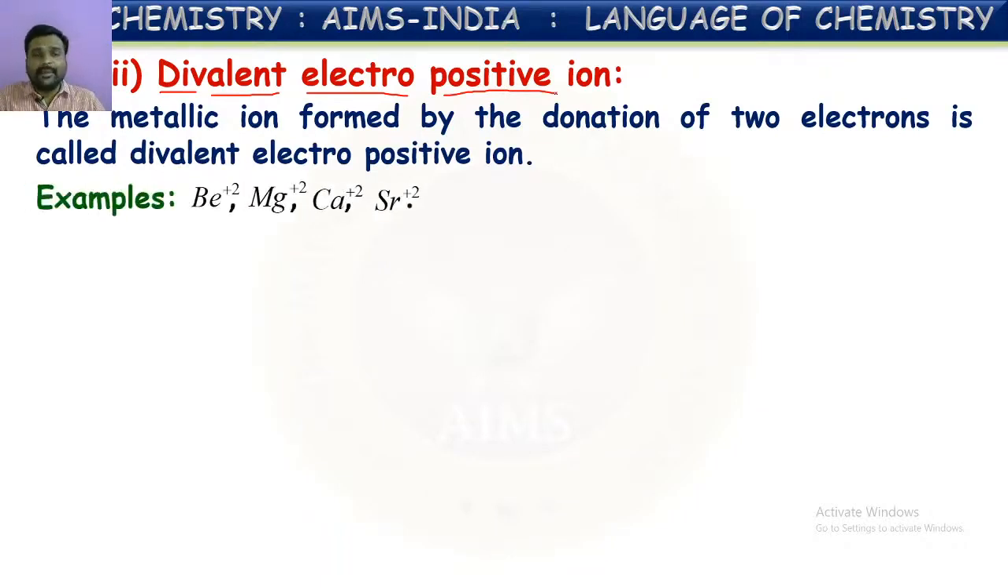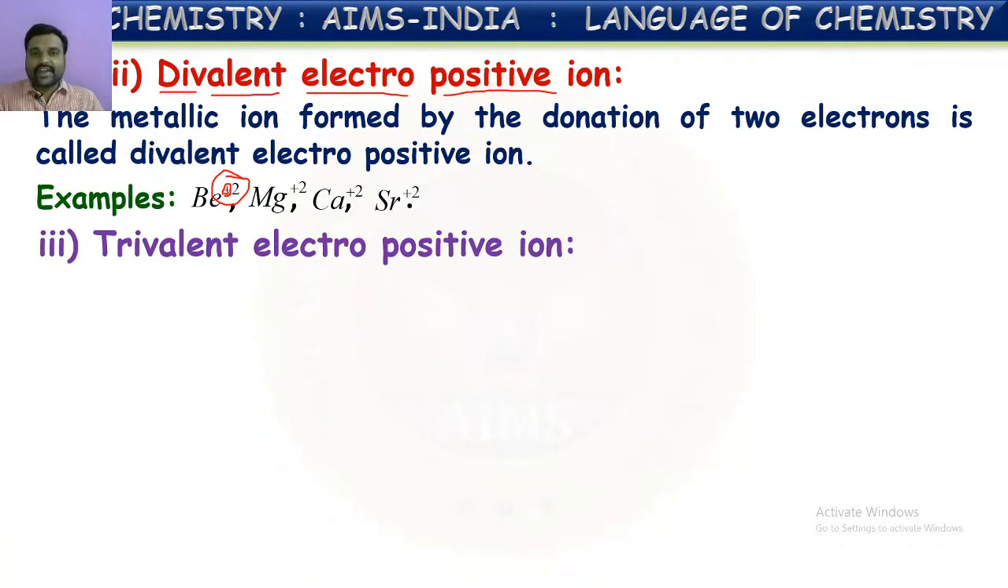Examples we can see here: beryllium plus 2 ion, magnesium plus 2 ion, calcium plus 2 ion, strontium. These all ions are formed by the loss of two electrons by those atoms. So that can be shown here in the superscript with the number of electrons lost by them. How to know that they have lost these electrons? That is known by this plus symbol. This plus symbol represents the loss of electrons in the charge, and the number represents the number of electrons donated or lost by those atoms. So if I say Be plus 2 ion, this Be plus 2 ion is formed by the loss of two electrons. So these all are called as divalent electropositive ions.